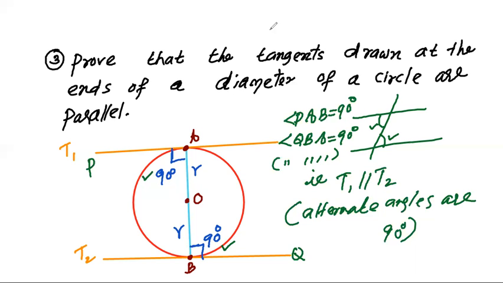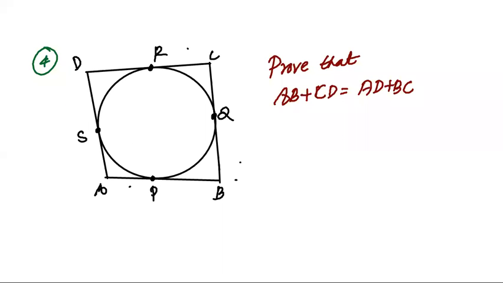Okay. So now we are moving to question number 4. All of you listen here. We are doing the fourth question. What is the fourth question? The fourth question says that we are having a figure. From the figure, it is clearly given that a quadrilateral ABCD is there. It is circumscribing the circle, isn't it? So we need to prove that AB plus CD is equal to AD plus BC. It is very important from an exam point of view.